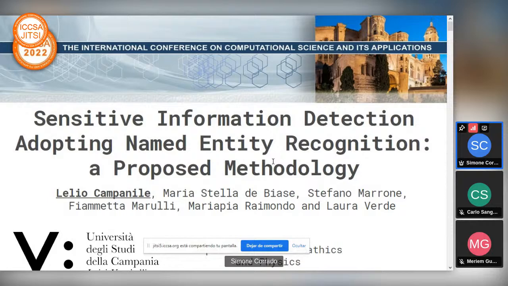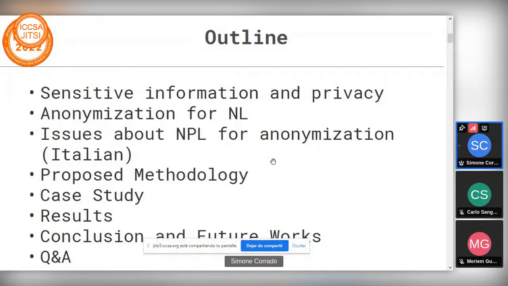Okay, this is the outline of this presentation. We start by approaching in a general way the information and the privacy world, so everything about data in the privacy world. And then we go deep into anonymization issues about NLP, and then the proposed methodology of this work, that is the main part of this article, and finally the case study with results and some conclusions and ideas for future works.